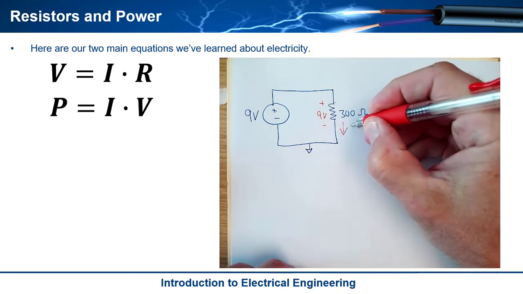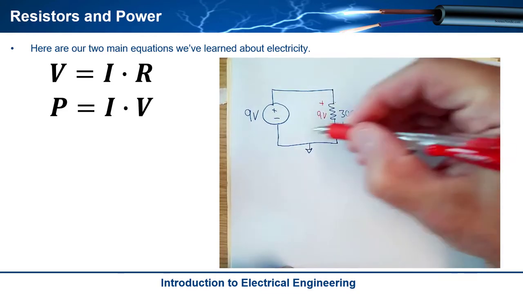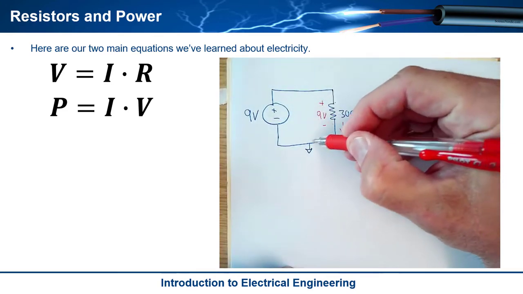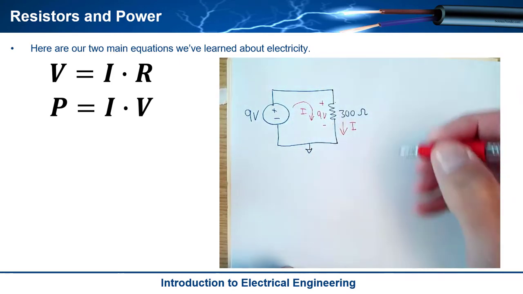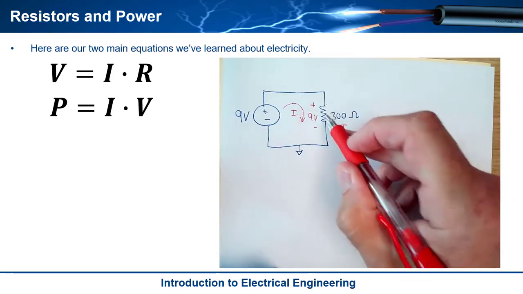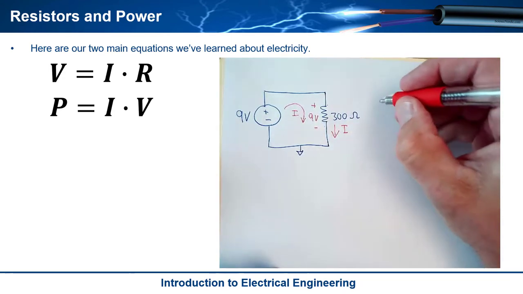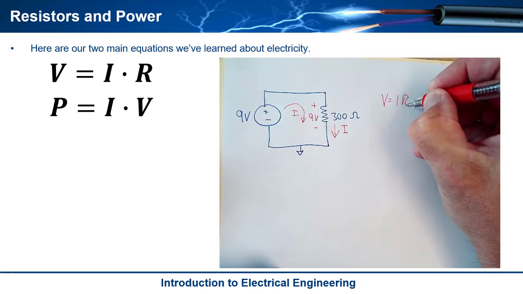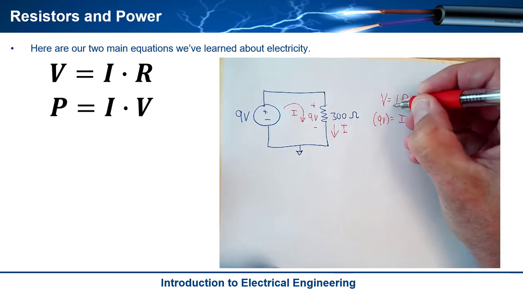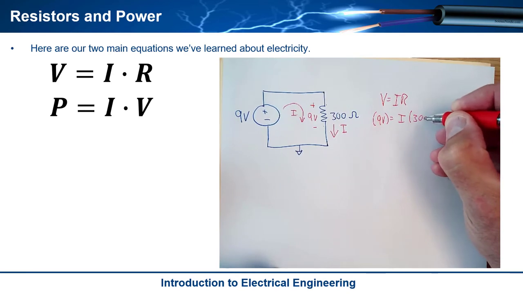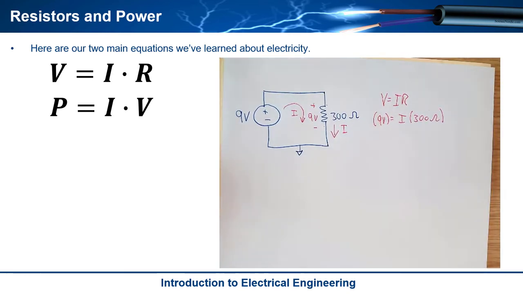First, I know that the current is flowing in a loop like this. The current is going to flow like this, and it has to go all the way around the loop. So I can calculate what that current is using Ohm's Law across that resistor. I can say V is equal to IR, and I know that V is equal to 9 volts. I am looking for I, and my R is 300. So let's go ahead and divide both sides by the 300.